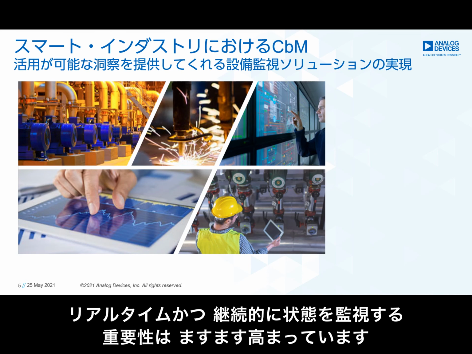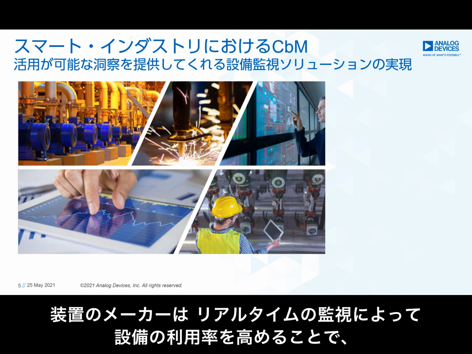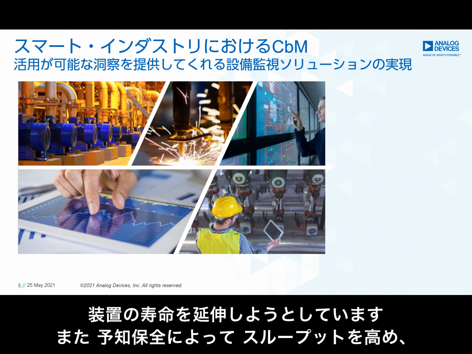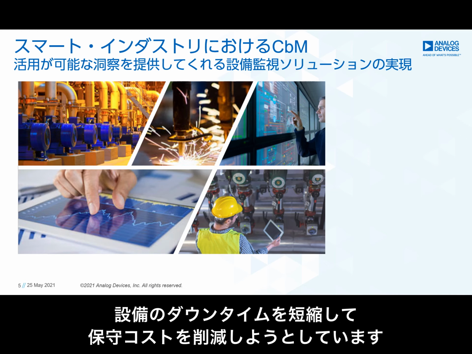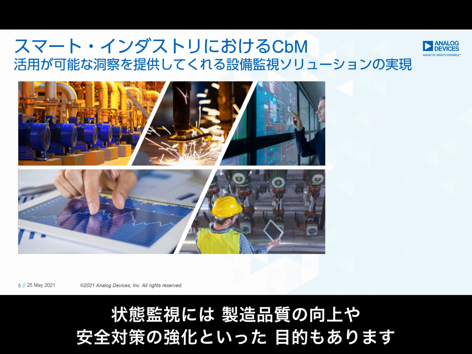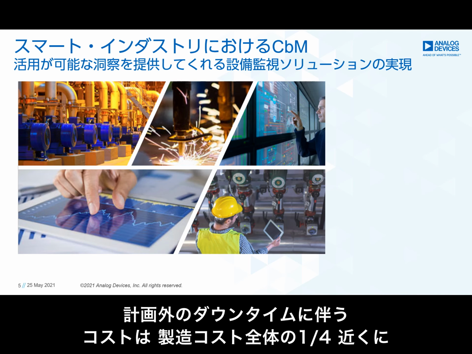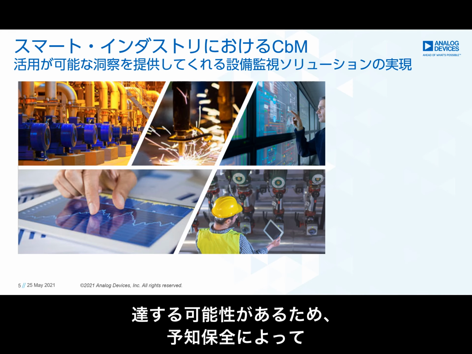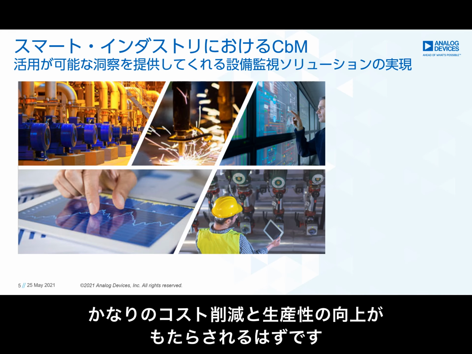Real-time continuous condition monitoring applications continue to grow in importance as equipment manufacturers look to increase asset utilization with real-time monitoring of equipment to extend equipment lifespans and increase throughput by utilizing predictive maintenance techniques to reduce maintenance costs and asset downtime. Condition monitoring is also deployed to improve manufacturing quality and increase safety in manufacturing plants. Given that unscheduled downtime can amount to nearly a quarter of total manufacturing costs, predictive maintenance has the potential to unlock significant savings and productivity.